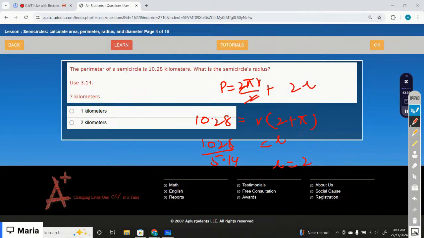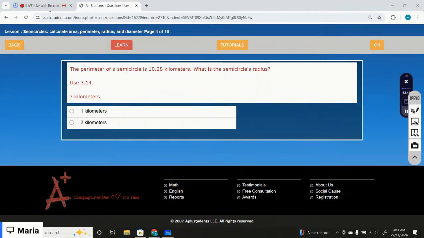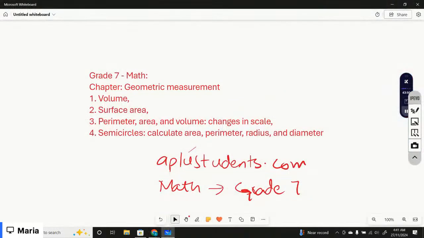Okay, you can complete the lesson by yourself later today. So we were working on grade 7 math. The chapter we were working on is geometric measurement. The lessons we have covered today are volume, surface area, perimeter, area and volume changes in scale, then semicircles: calculate area, perimeter, radius and diameter.